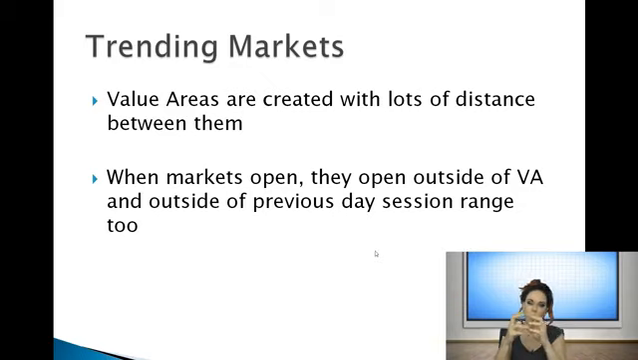But as soon as that stops, that means that there's possible change of views with the market participants. So trending markets have value areas that have a lot of distance between them, and when markets open, typically they will open outside of value and outside of the previous day's session range too. So that's how you differentiate bracketing versus trending markets.